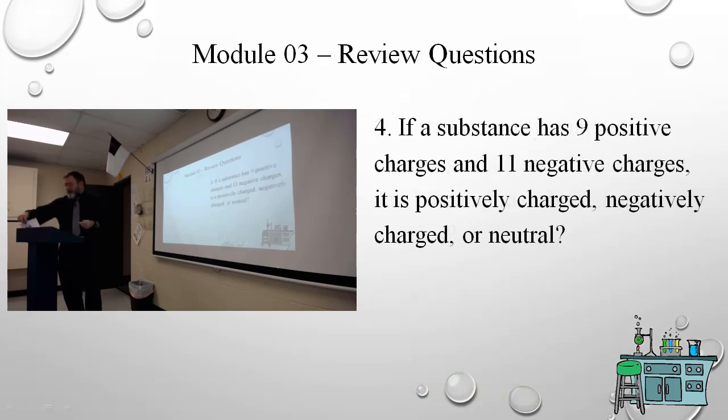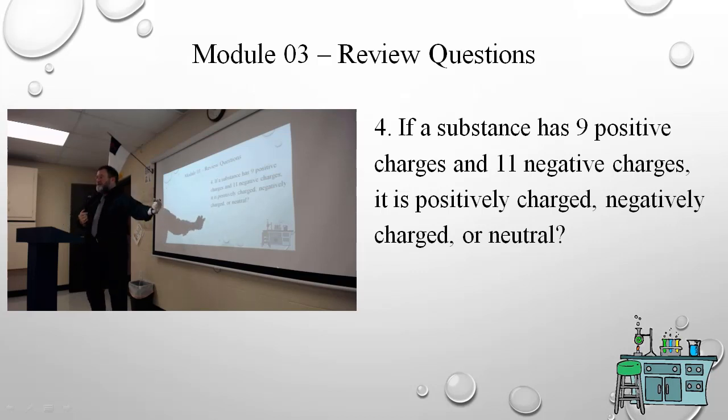If they're opposites, they attract. If a substance has 9 positive and 11 negative charges, is it positively charged, negatively charged, or neutral? Negative. It is indeed negative, right? Remember, to be neutral means you've got a balance. This thing is out of balance. It has 9 positive, 11 negative. In this case, there are 2 more negatives than positives. It has a net -2 charge.